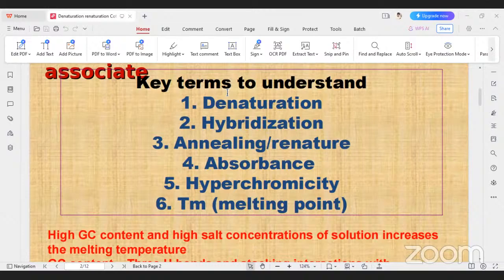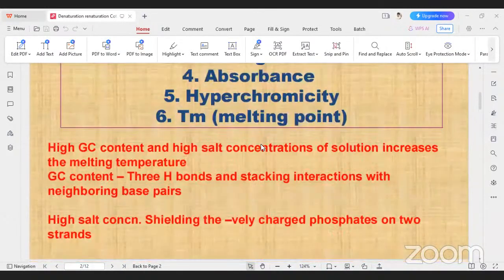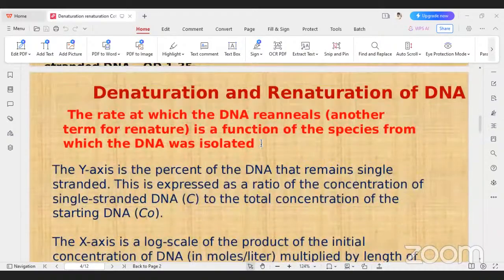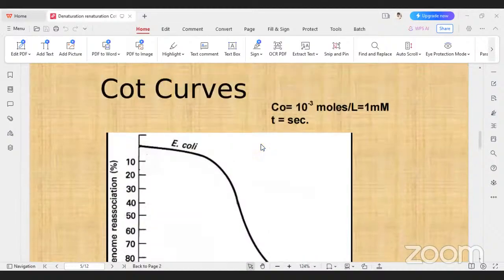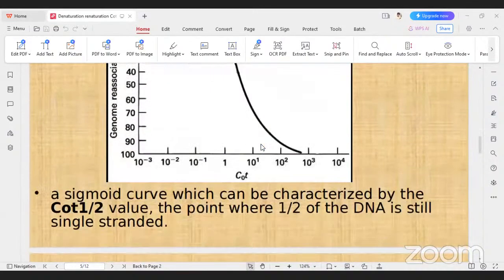So last class we discussed C value paradox, genome organization, chromosome structure, all this. And these all are important. Another important topic today is Cot value, or DNA reassociation, or Cot curve analysis.